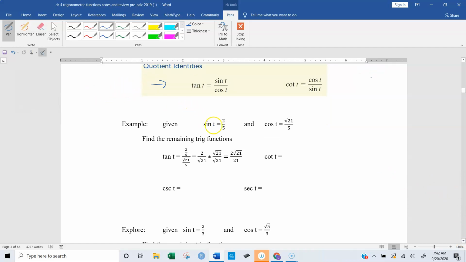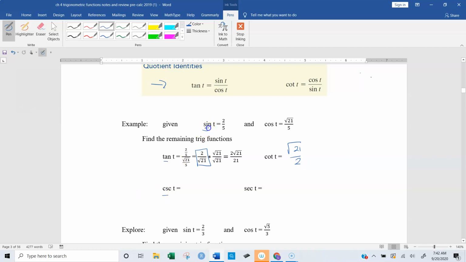So if the sine of t equals 2/5 and the cosine of t equals square root of 21 over 5, I would like to find the remaining trig functions. So sine is the opposite of cosecant. Tangent is when I take these two and divide them. Cotangent is the reciprocal of this, so I'm going to reciprocate this guy. So that's the square root of 21 over 2.